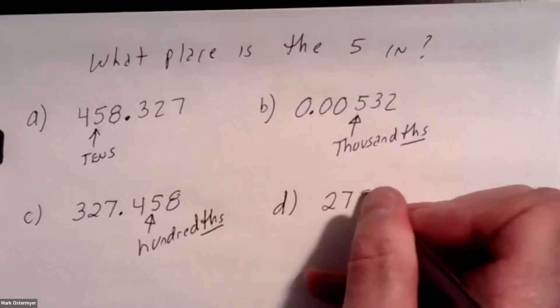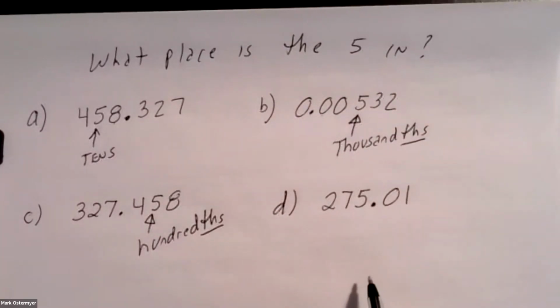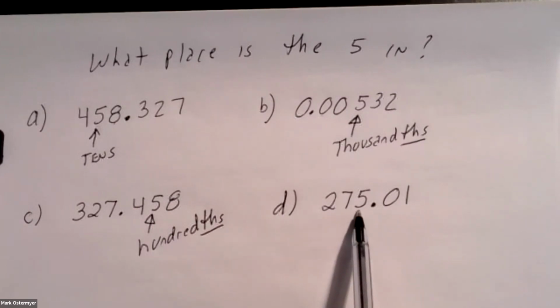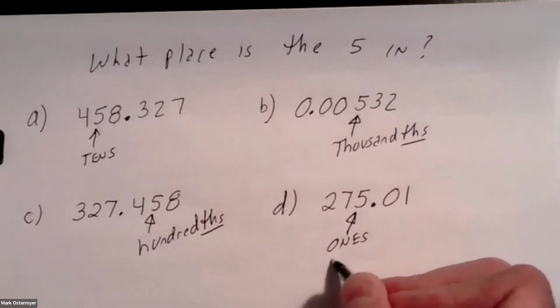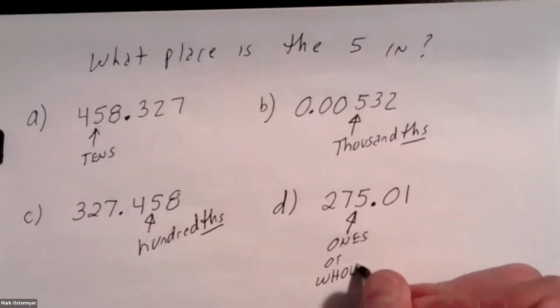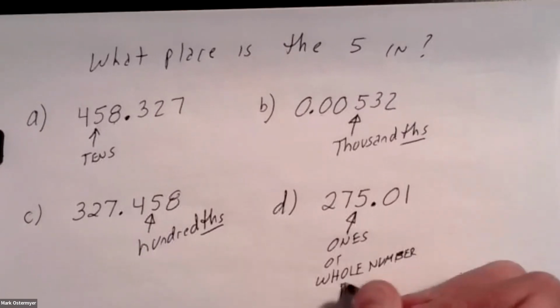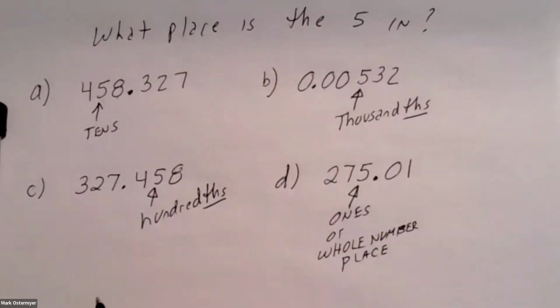Okay. Here's one. A little bit tricky. This is so simple, it'll fly under the radar. What place is the 5 in now? What's the name of this place here? So that would be the ones place. This is the ones place. Or you know what? Another way of saying digits in the ones place is to say it's in the whole number place. So the 5 is in the whole number place. Okay. All right.